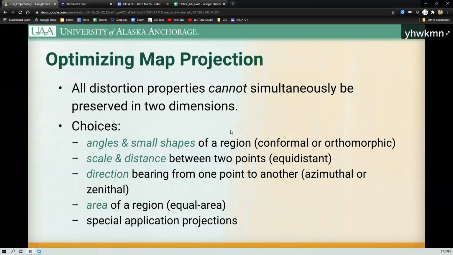And then there are directional optimizations, and then there are some that are just really interesting or bizarre, specialized.